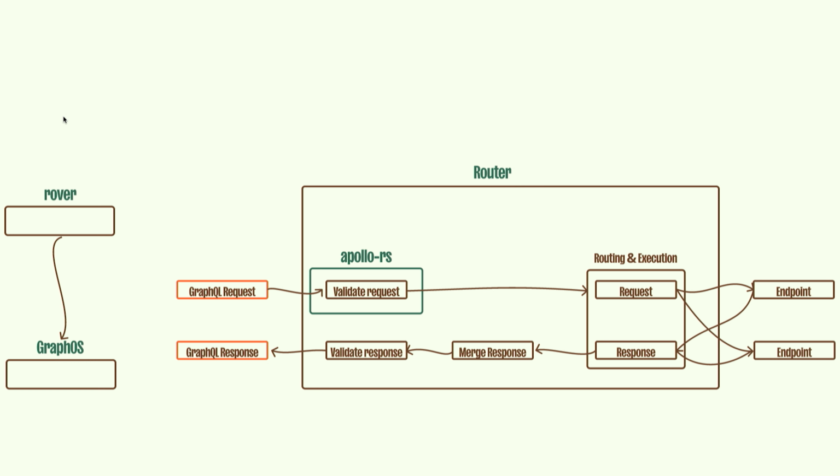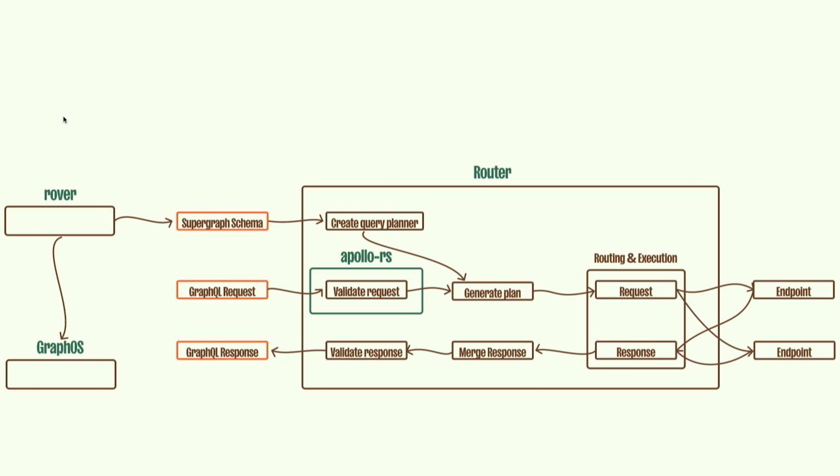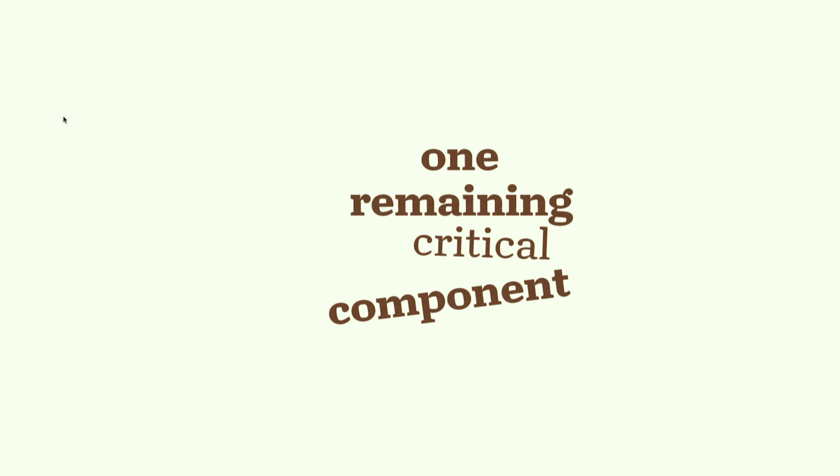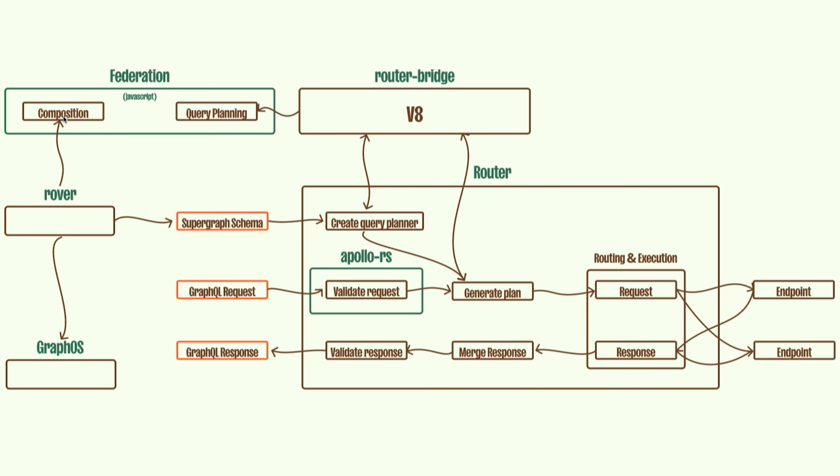Rover is the CLI we use to talk to GraphOS, but in this context, it's something that composes the supergraph schema and feeds it into the router. But there is one thing that remained, and it's missing from this diagram, and that's, you guessed it, surprise, the query planner. This is how it fits inside the picture. The query plan is created based on the supergraph schema. We generate that plan, but that's done through a separate sidecar system.